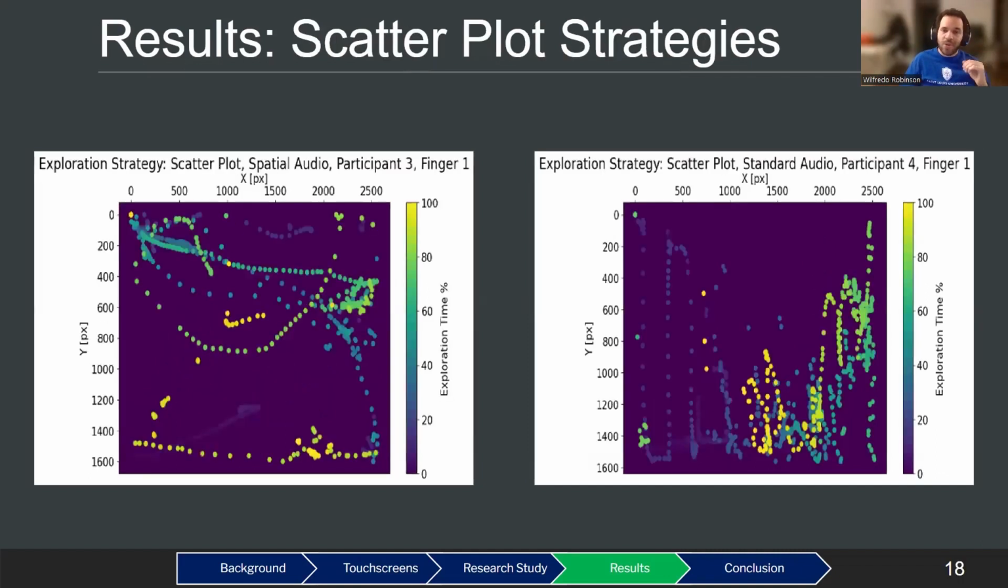With scatter plots, something similar happened, where on the left, it shows that some participants would start at the top, start scanning left and right while moving vertically downwards, and the image on the right shows that some participants would start on the left, start scanning up and down while moving to the right of the screen.